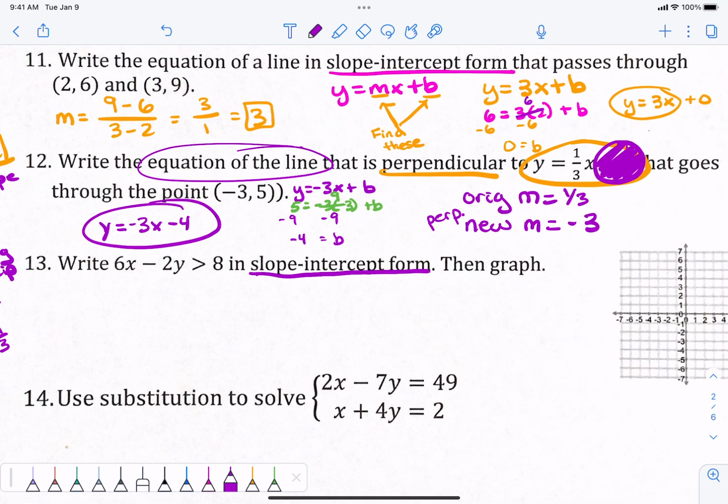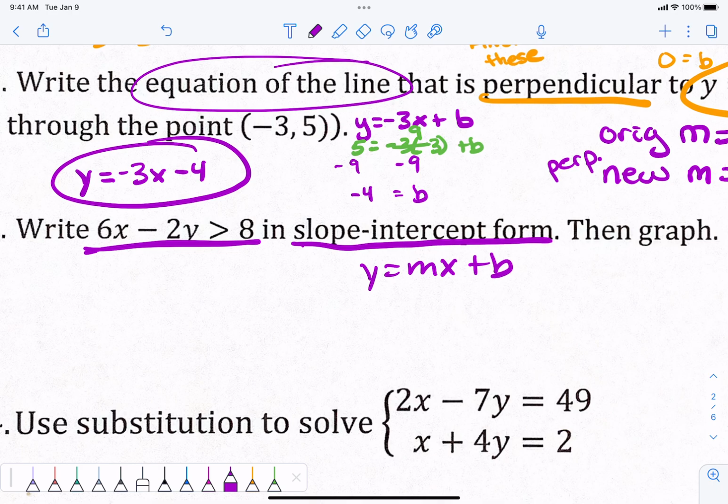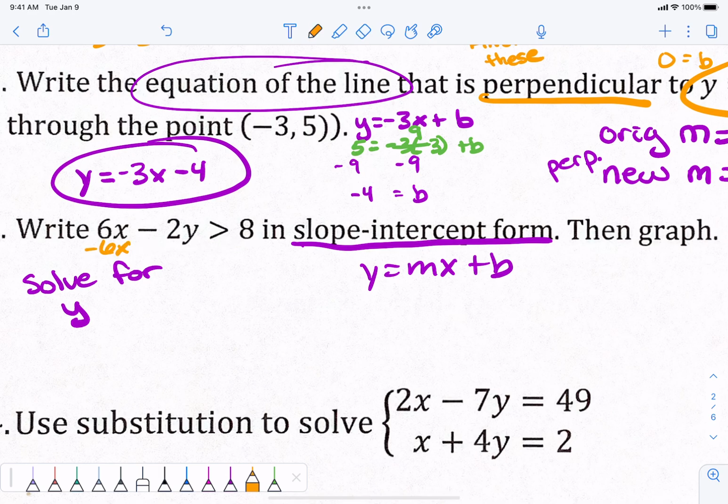Slope-intercept form is y equals mx plus b. So what do we need to do to this? We need to solve for y. Subtract 6x over, so minus 6x, minus 6x. Then we have negative 2y is greater than -6x plus 8.